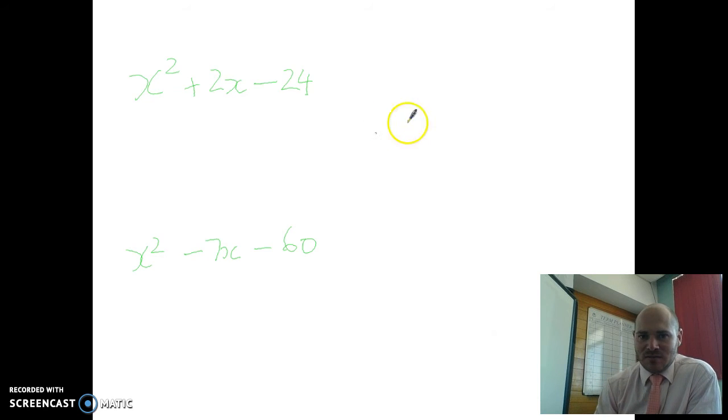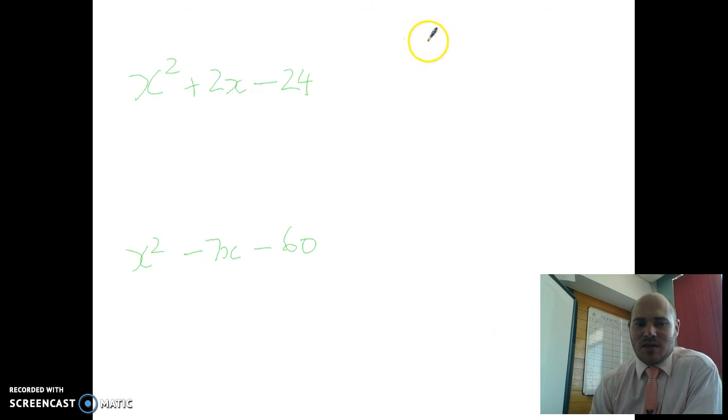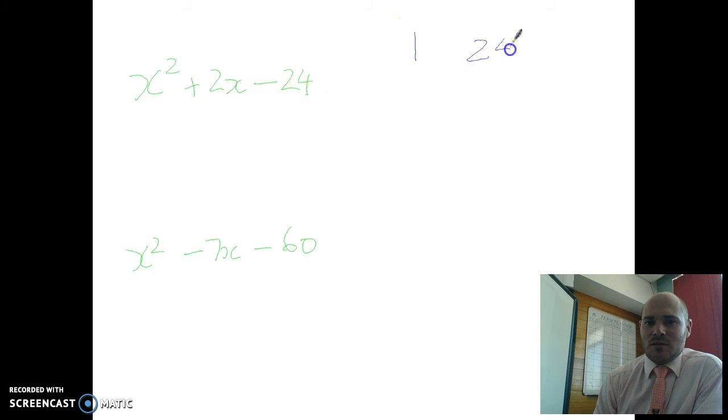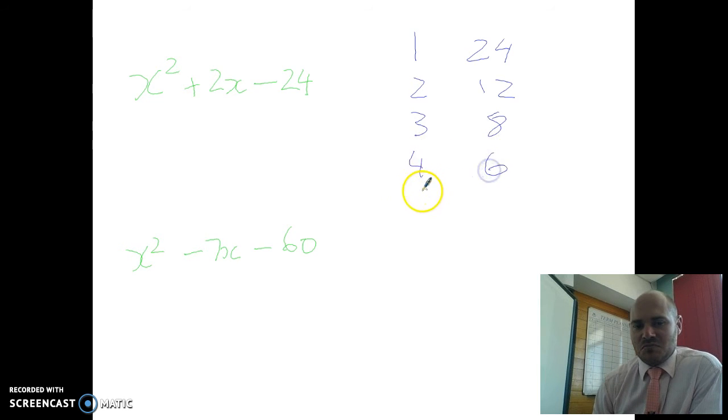When I get to my negatives, I do pretty much the same process. I'm going to look at just my 24 at the moment and list. So I've got 1 and 24, I've got 2 and 12, I've got 3 and 8, I've got 4 and 6, and 5 doesn't work. So they're all my factors.